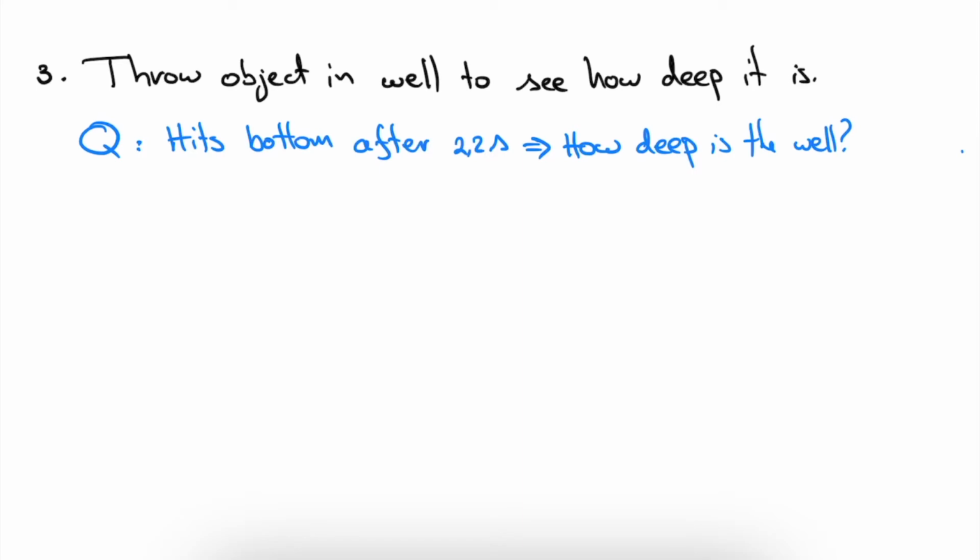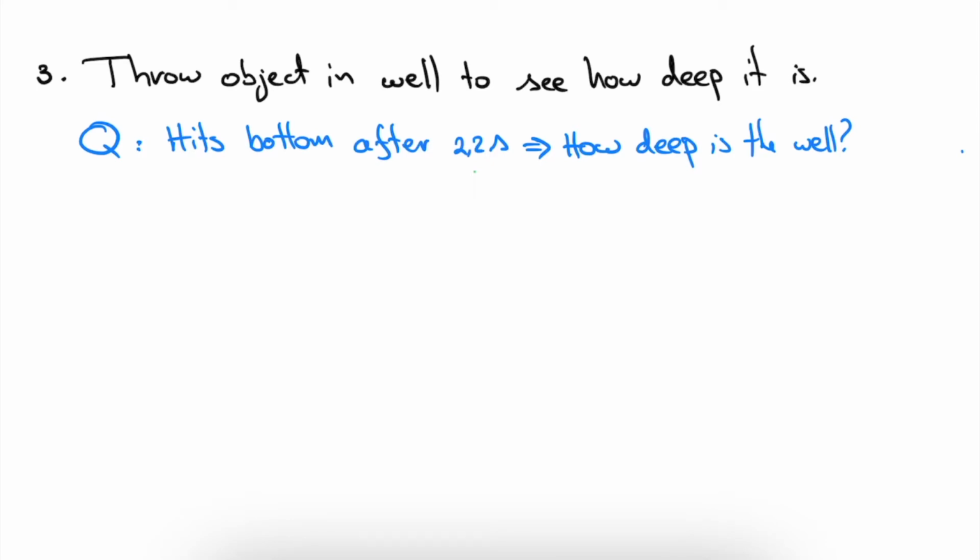If we throw an object into a well or out of the window and we count how long it takes for this object to hit the ground, we can actually very easily calculate how deep this well is or how high the building is that we threw an object out of. How will we solve this exercise?